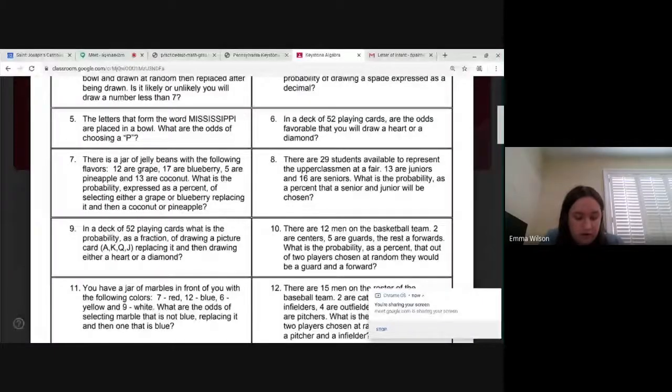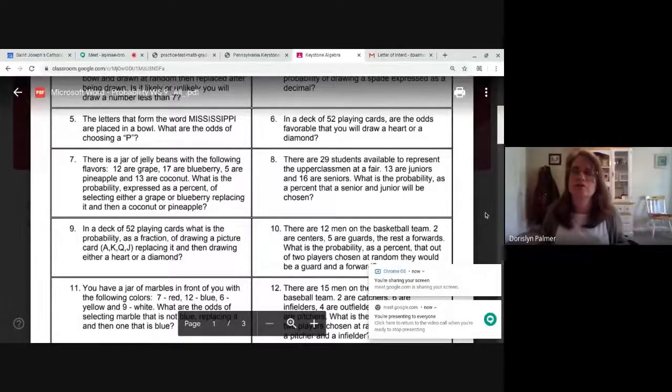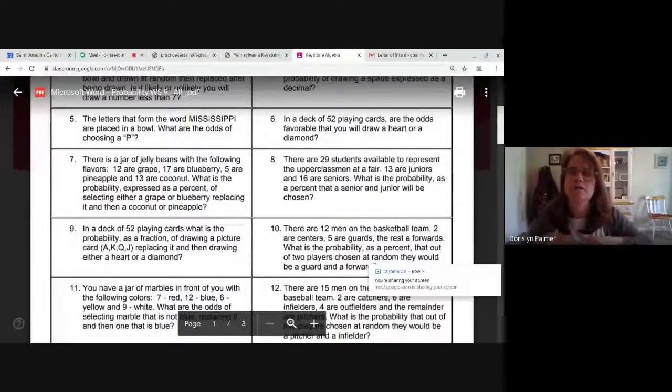There are 12 men on the basketball team. 2 are centers, 5 are guards, the rest are forwards. What is the probability as a percent that out of the 2 players chosen at random, they would be a guard and a forward? Okay. So let's do a guard first, okay, Emma? We're going to choose a guard. So what's that fraction look like?